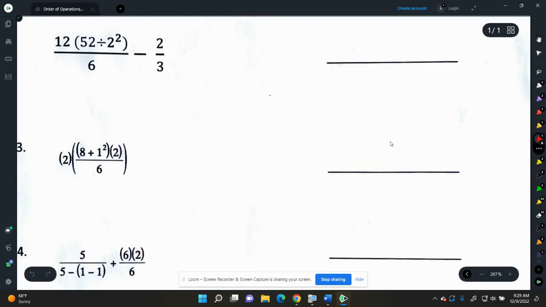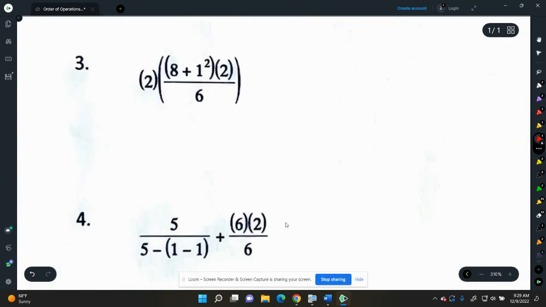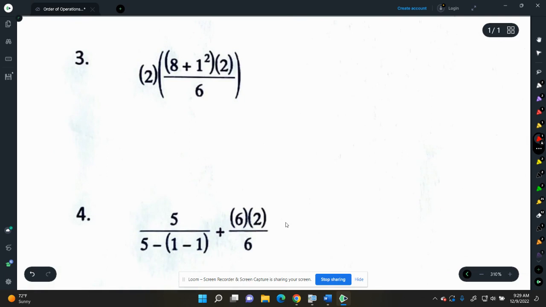3. Remember, we're still going to follow our PEMDAS. We're still following our PEMDAS. So looking at number 3, what are we going to do first? Parentheses. Yes, parentheses. Which parentheses? So we're going to work on the 8 plus 1 squared, so 8 plus 1.